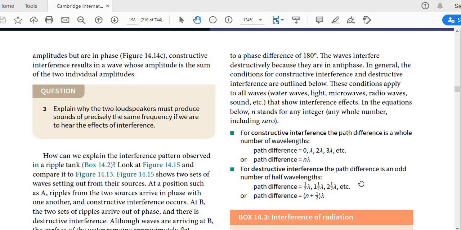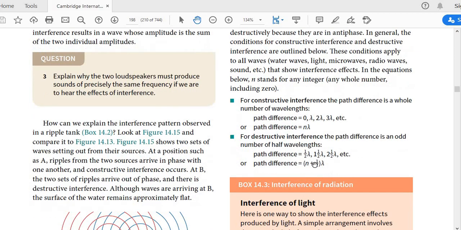For destructive interference, the path difference is an odd number of half wavelengths. So remember, odd number of half wavelengths. It's half lambda, 1.5 lambda, 2.5 lambda, like that. We can give the path difference like this, because n is a whole number. If n is 1, then you get 1.5 lambda. If n is 0, you get half lambda. For destructive interference to occur, one wave is lagging behind the other by an odd number of half wavelengths. That's how you state it.